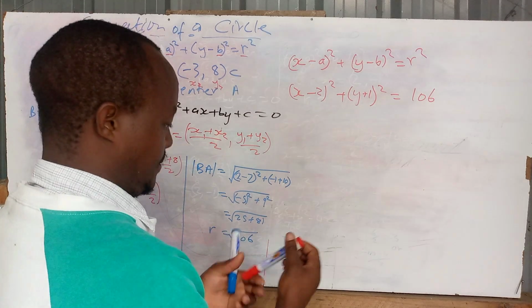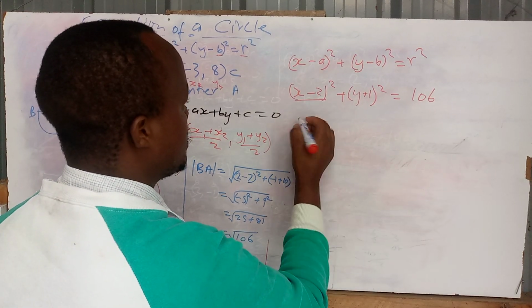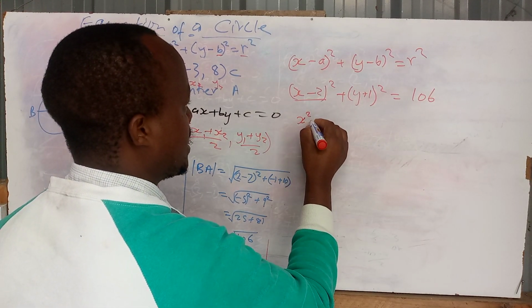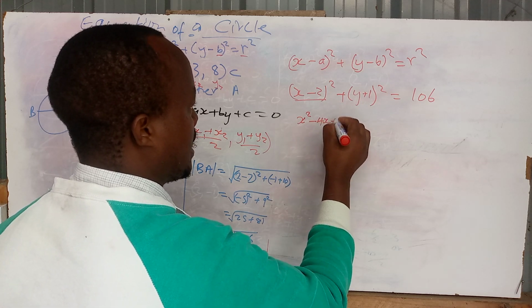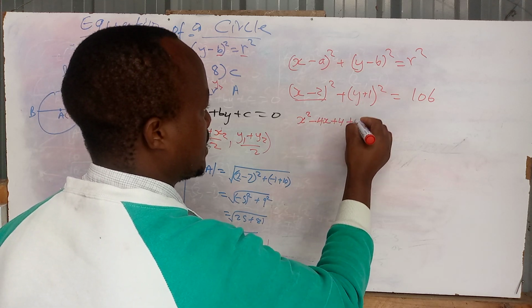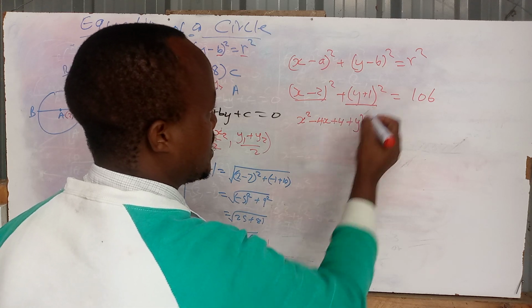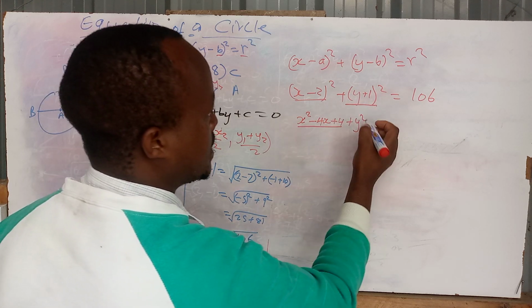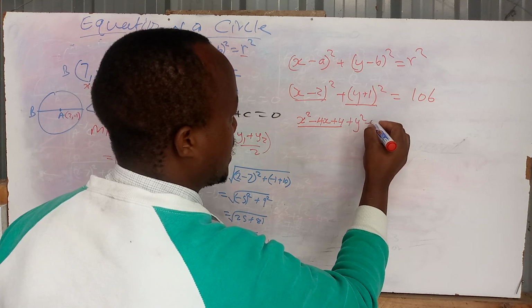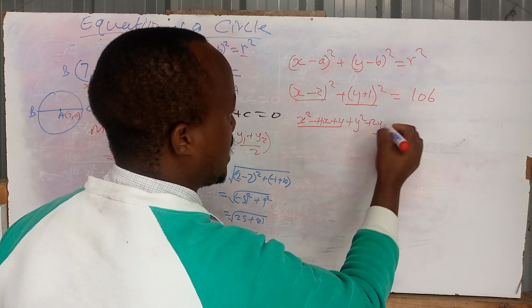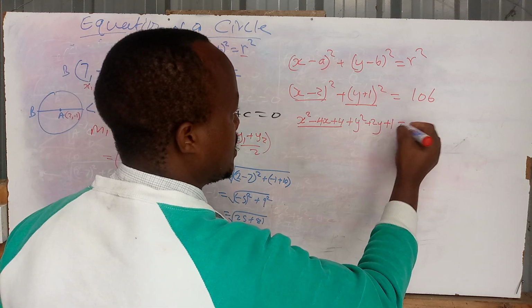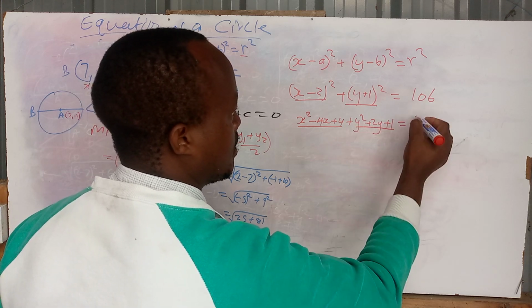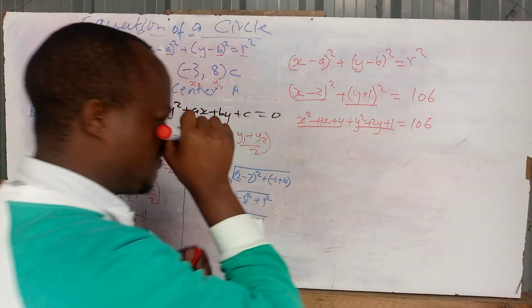Now we can expand this to get the equation of the circle in the required form. Expanding this, we get x squared minus 4x plus 4 plus y squared. Now expanding the other bracket, we get y squared plus 2y plus 1 is equal to 106.